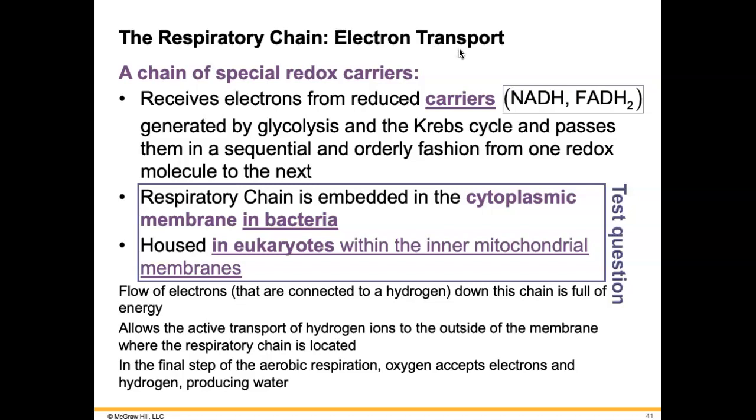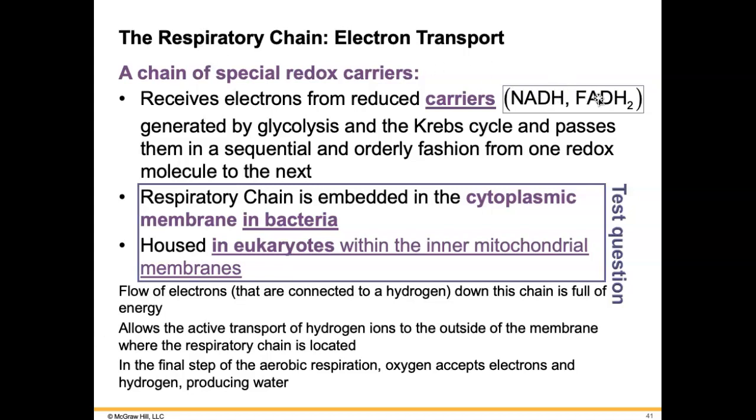So the respiratory chain is embedded in the cytoplasmic membrane in bacteria. However, in eukaryotes, the ETC is found within the inner mitochondrial membranes. So I know, and I even put this here, this is a test question. So make sure you know where the ETC, the respiratory chain, is in bacteria as well as in eukaryotes. The differences there as far as where it's located.